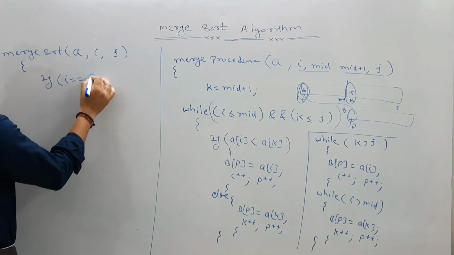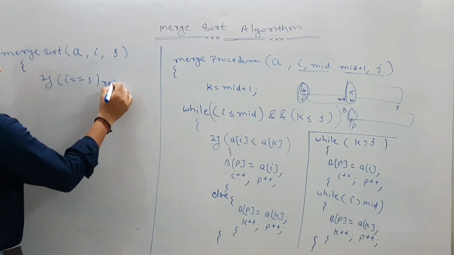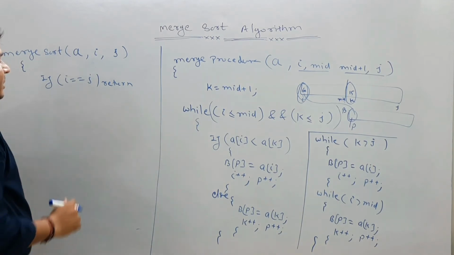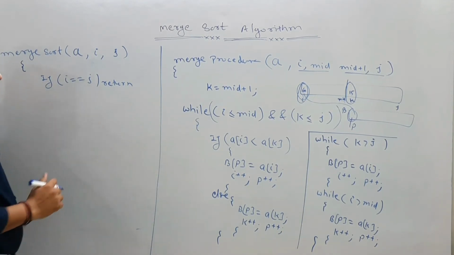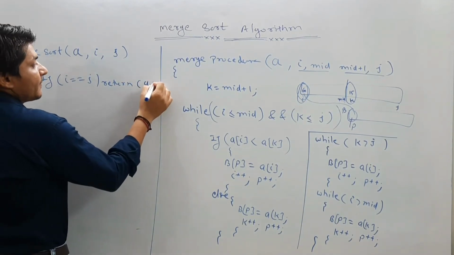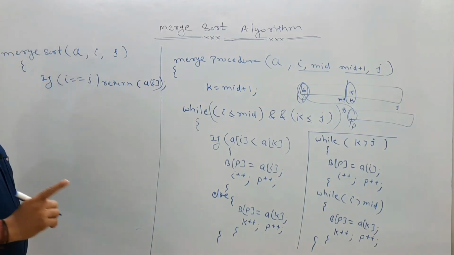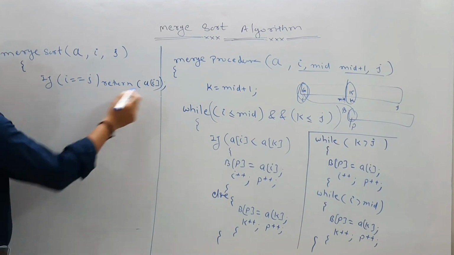If i equals j, what is the meaning? The array contains only one element, so you can simply return. That is the reason you are writing this condition. If the array contains only one element, you can simply return a of i. A of i means that element is already sorted. One element is always sorted, correct? So you are simply returning a of i.